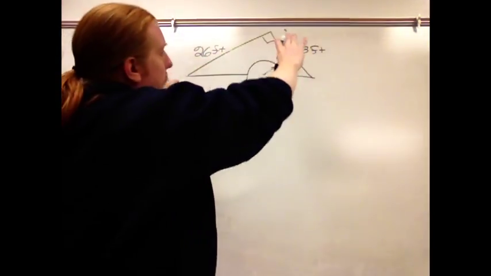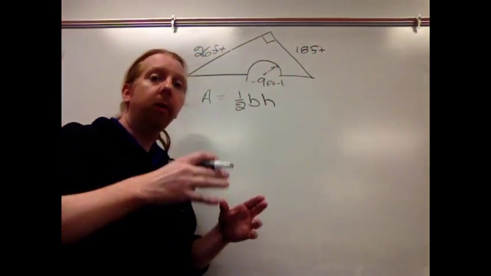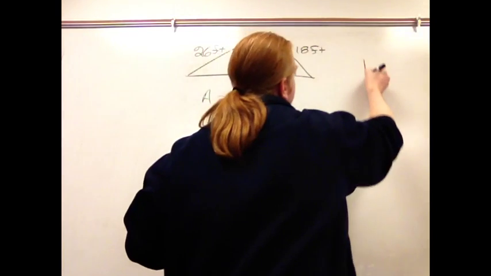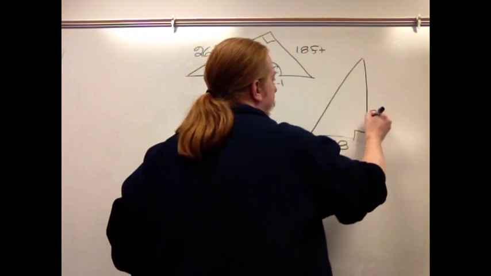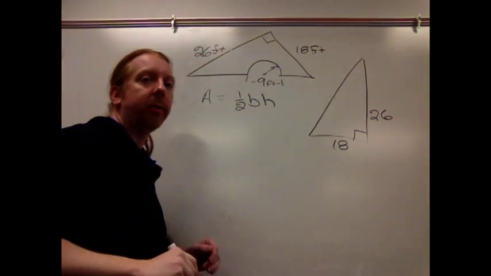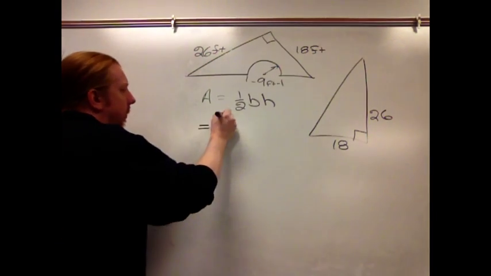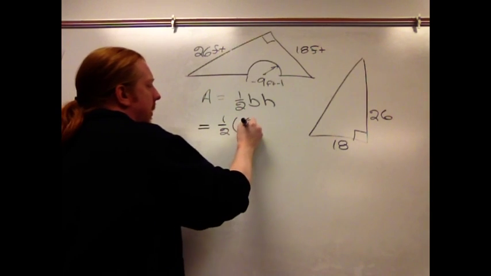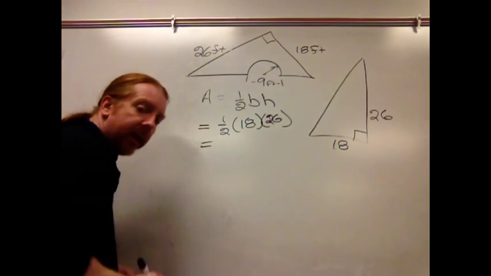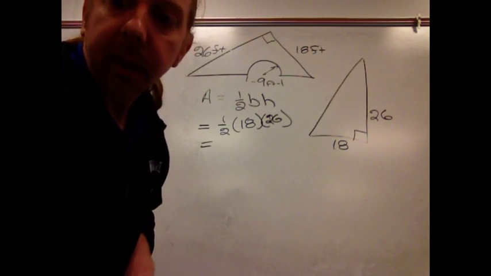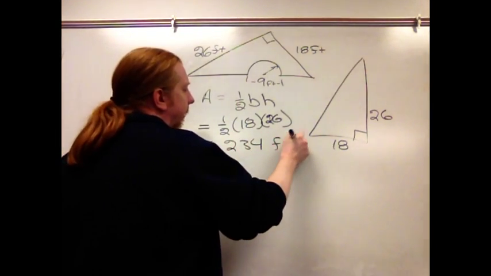So I'm going to take this and I'm going to rotate it. When I rotate this figure up, effectively that's what I have. So that triangle is not so hard to find the area of. 1/2, base of 18, height of 26. I can go ahead and calculate that out. I'm going to end up with an area of 234 square feet.